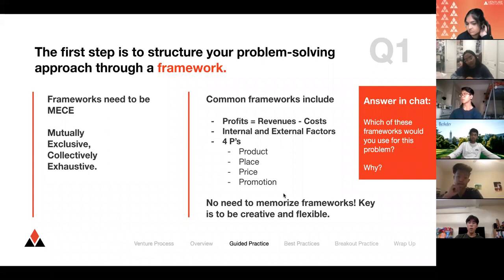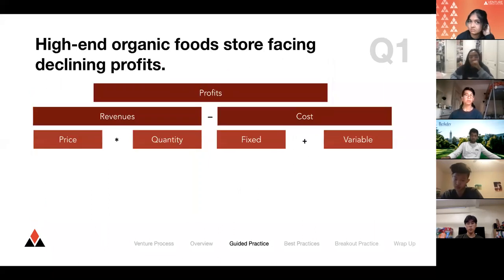Again, there's no right answer either. As long as your framework is MECE and you're able to explain it in a clear manner, then it's a good framework and that'll be good for this question. So here's how we might think about it. A lot of you mentioned the profits equals revenue minus costs. We can break down revenue into smaller pieces, price times quantity, and cost is both fixed plus variable costs. So if you were to provide us with this framework, it'd be okay.